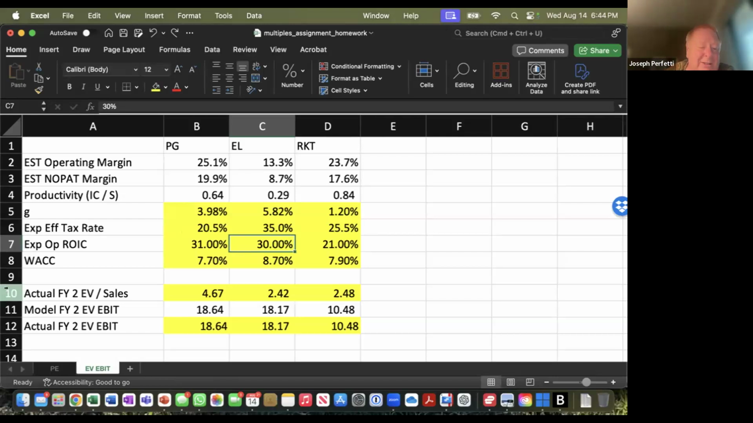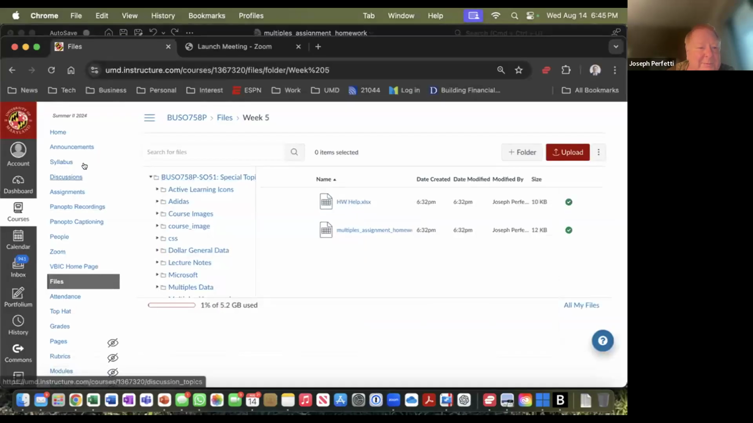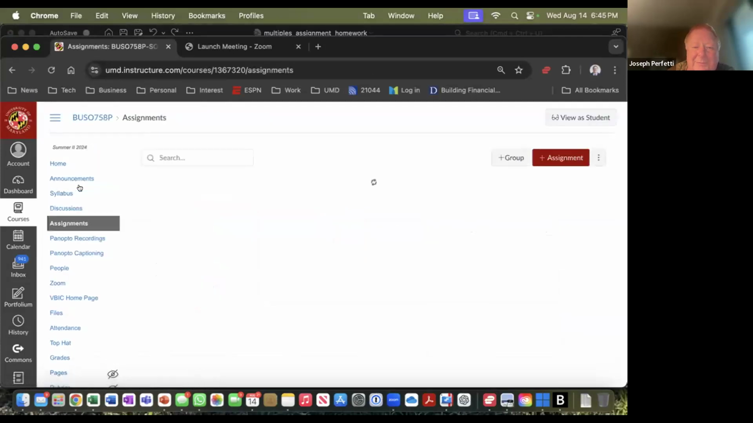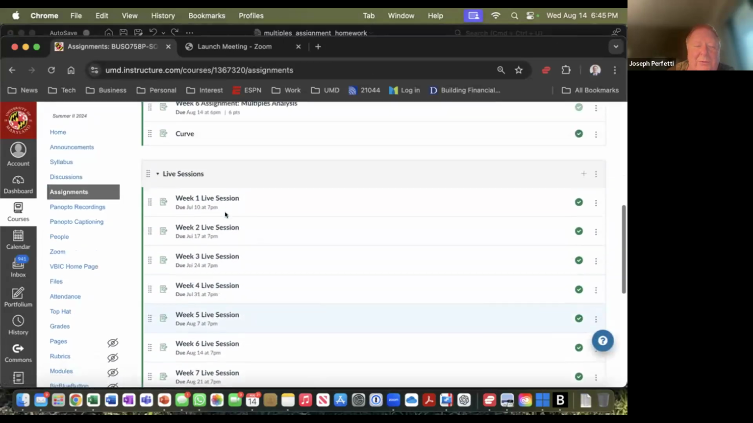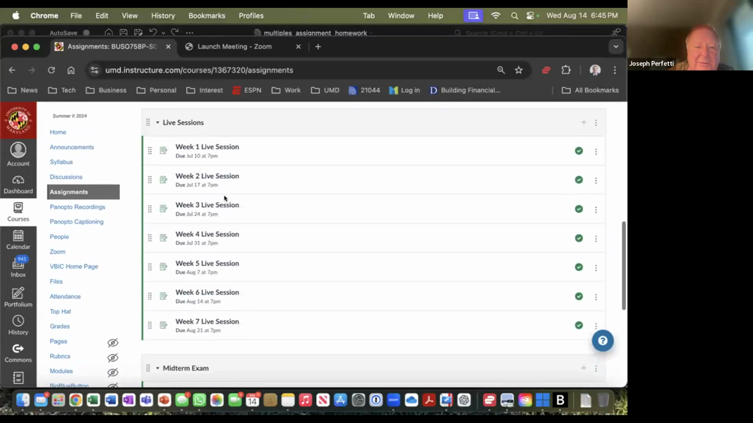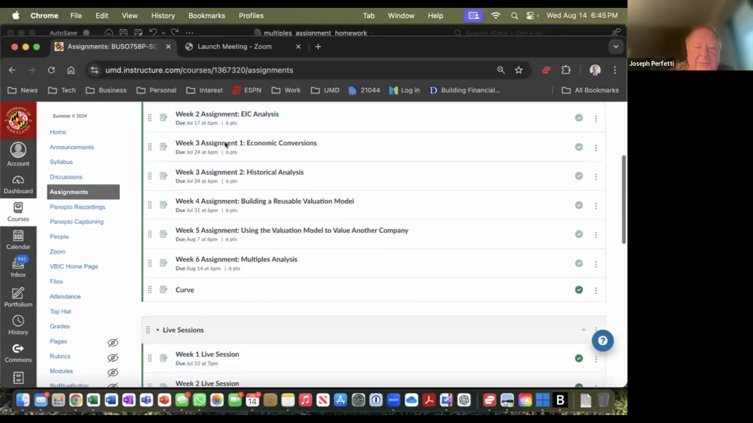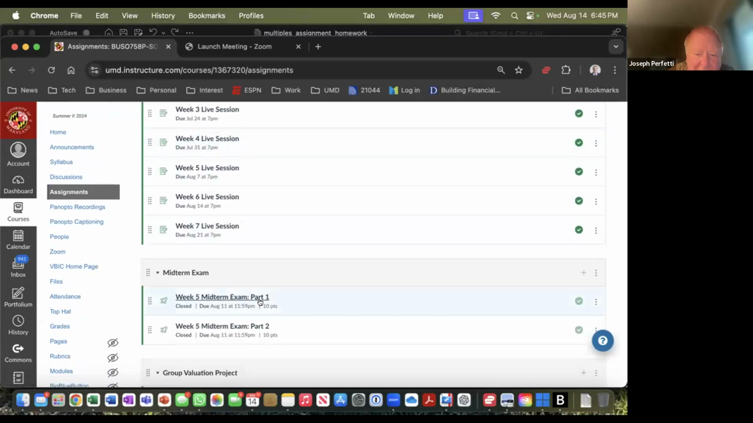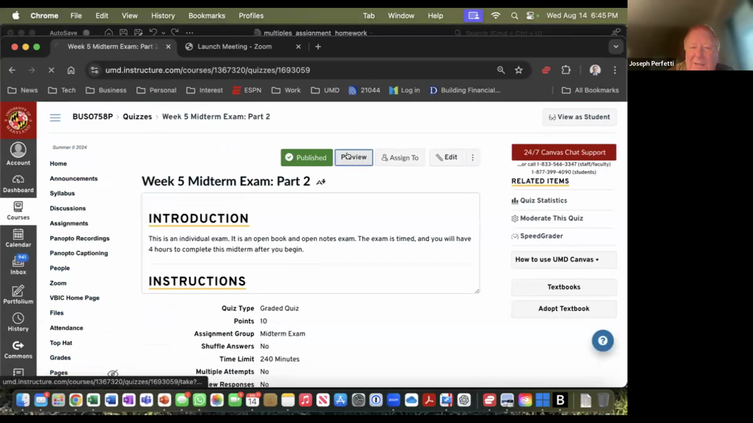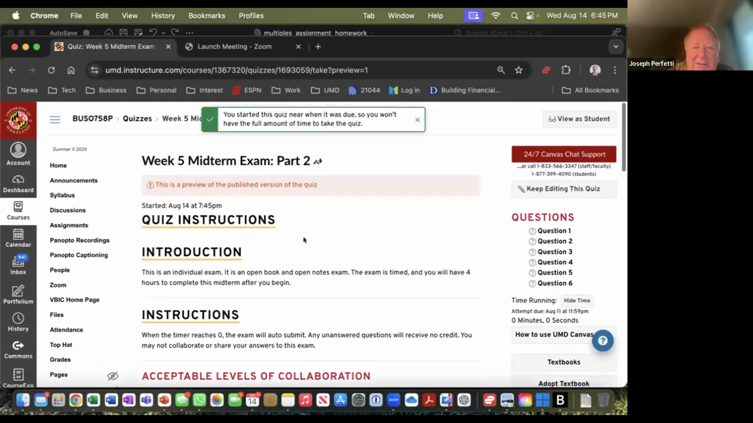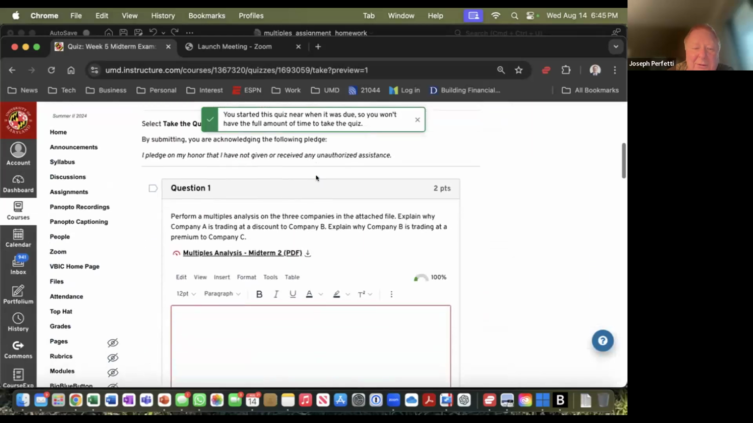But before we talk about the group projects, I do want to briefly talk about the midterms. Part one, I'll just put up the math solution for the conversion, and you can check that against the solution.